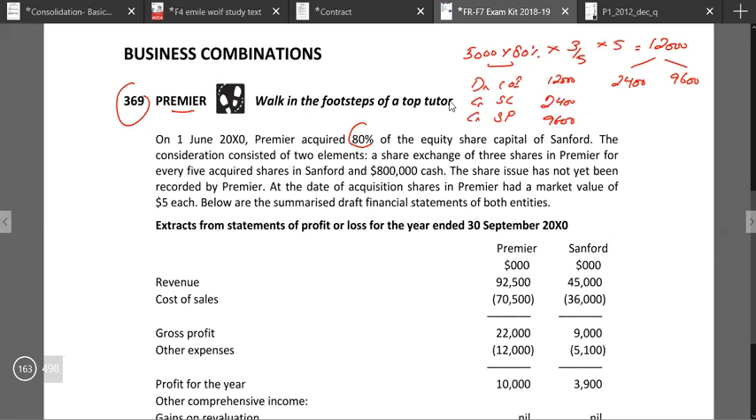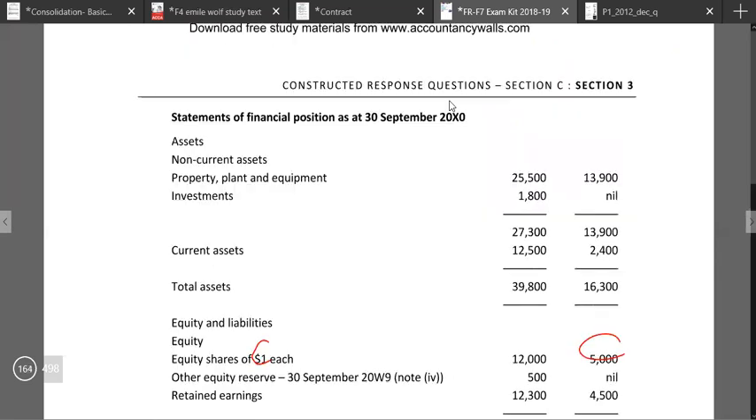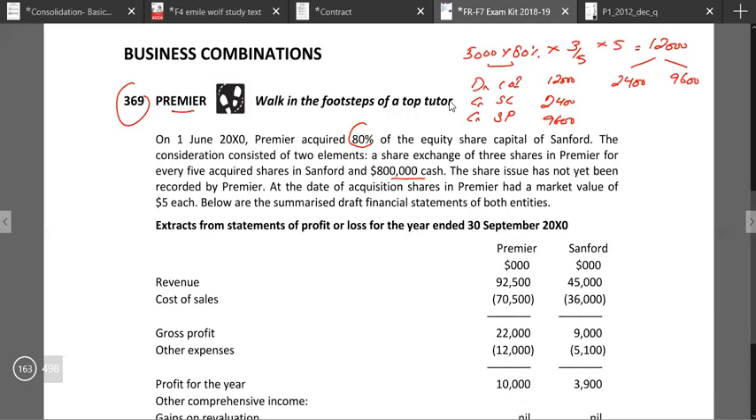In Sanford, an 8 lakh cash. The share issue has not been recorded by Premiur. That means this investment, which is 1,800, does only have 1,800 minus 800 cash. Other than that is the investment which is other than the subsidiary, because this 1,800 contains only the cash, and the rest is the investment which is other than the subsidiary. The share issue has not yet been recorded by Premiur. At the date of acquisition, the shares in Premiur had a market value of $5. Okay, we have taken that.